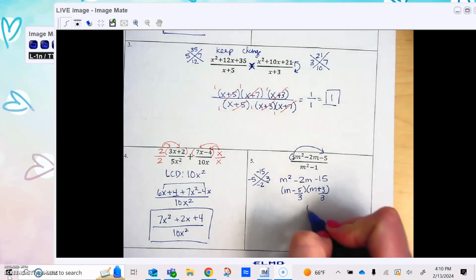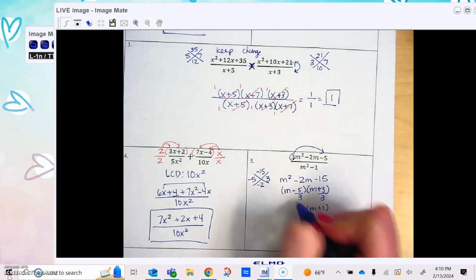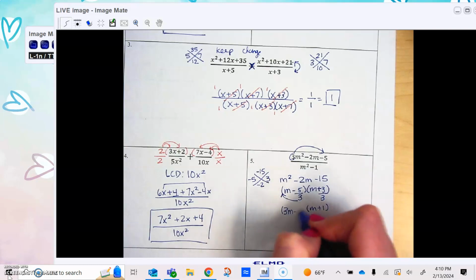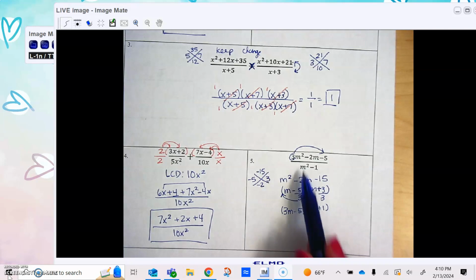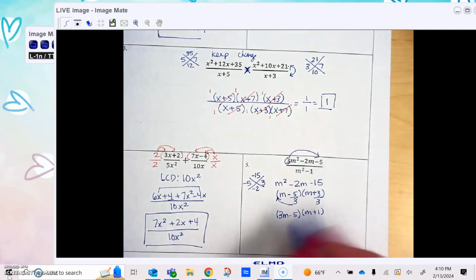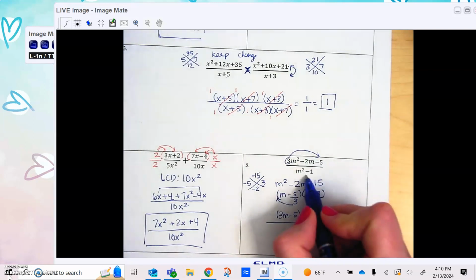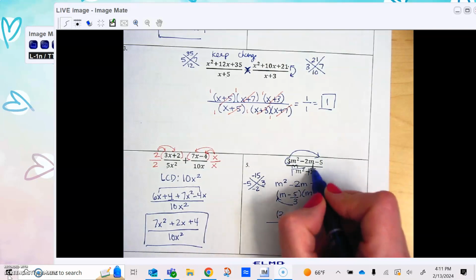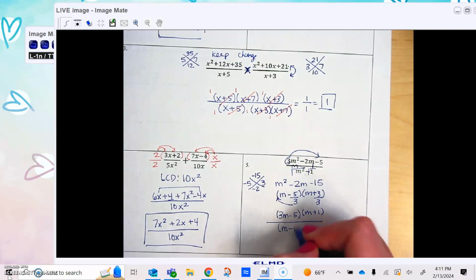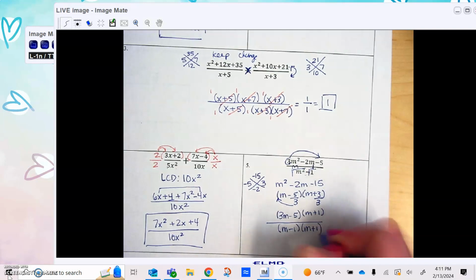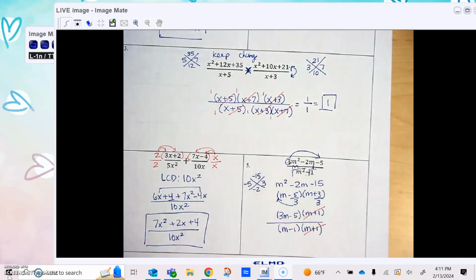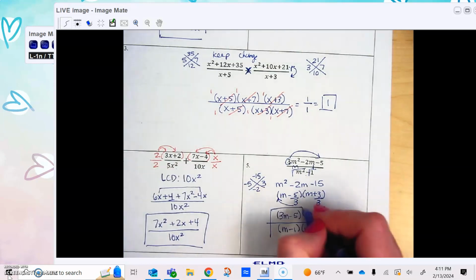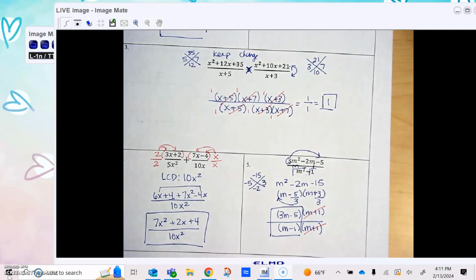This one simplifies, so that becomes m plus 1. This one doesn't, so slide the 3 back up front. Okay. So there's my factors for the numerator. The denominator is difference of squares. So I square root this and get m. I square root this and get 1. I make a minus version and a plus version. Then I cancel the common factors, m plus 1, and this is my final answer.